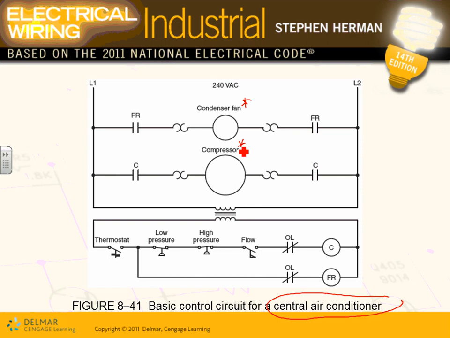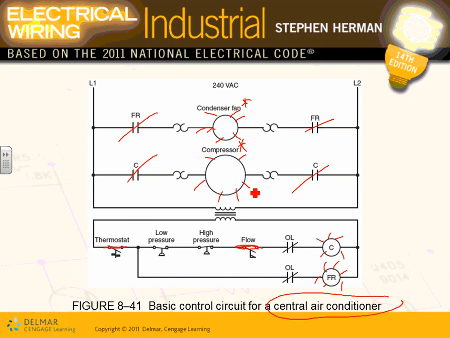So when the temperature asks for it, it energizes. And you can see this FR, which is the fan relay, will close this. Now my compressor fan is running. Then when the flow switch senses there is flow here, it closes this contact, which energizes the coil, which closes these contacts. Now my compressor is running.